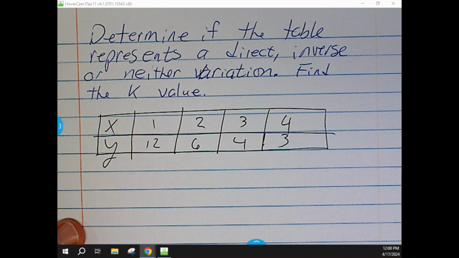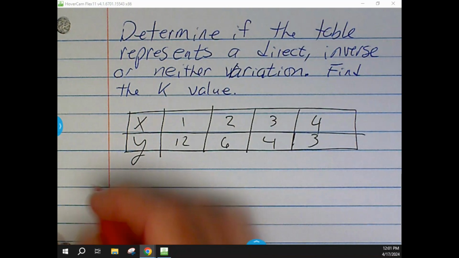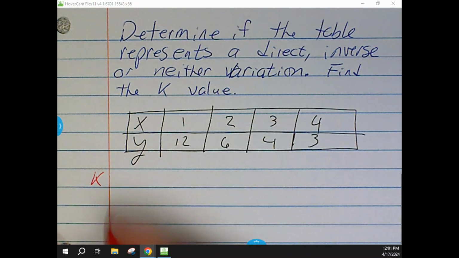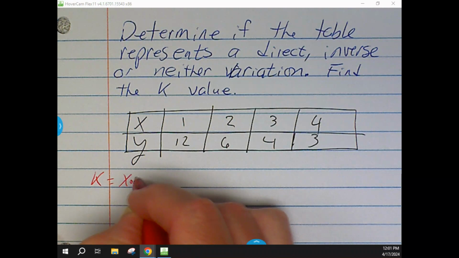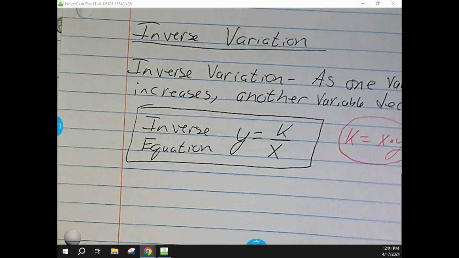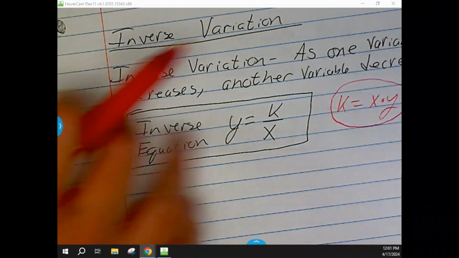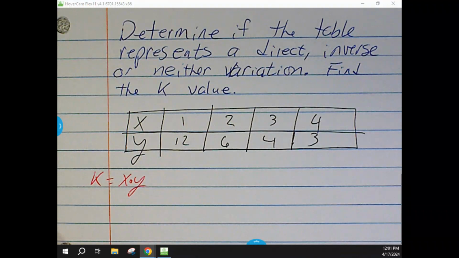All right, and if they give you one of these, here's the easiest thing to do. The very first thing we're going to do on every one of these tables is figure out what the k value is, and we're going to start off doing x times y. If you multiply x and y together and it's the same, then we're good to go. If they're different, then we'll try the division and go from there. So we're going to try out inverse first to see if it works. We're going to do k equals x times y. If that works, we're good. If not, we go on to something else.